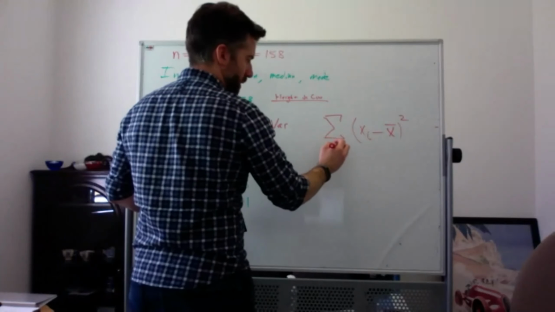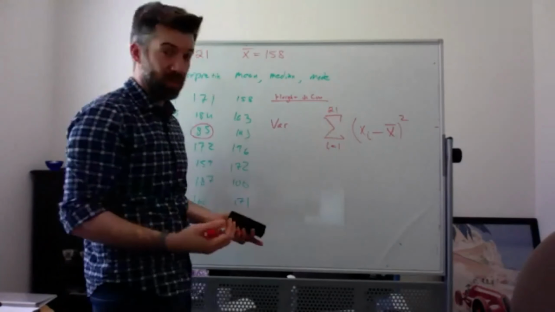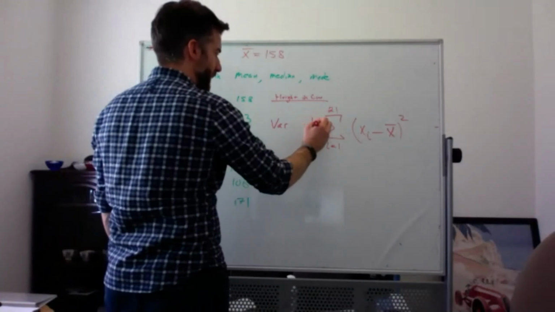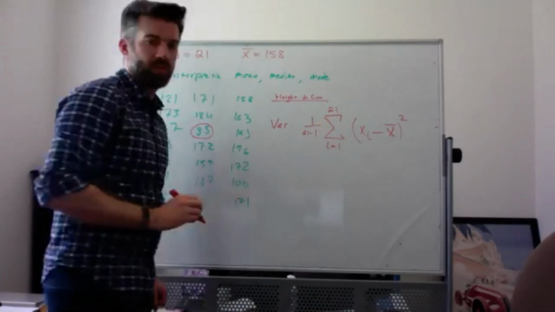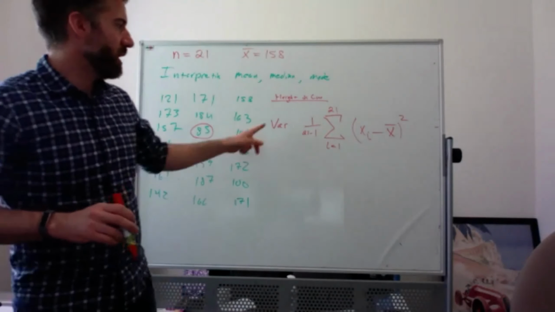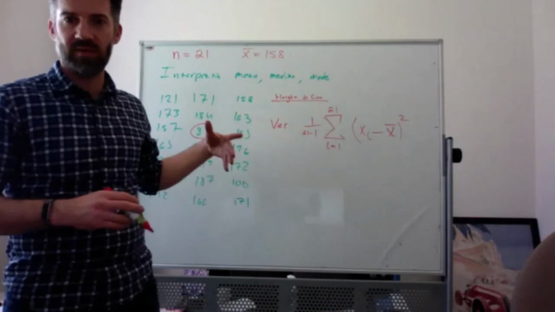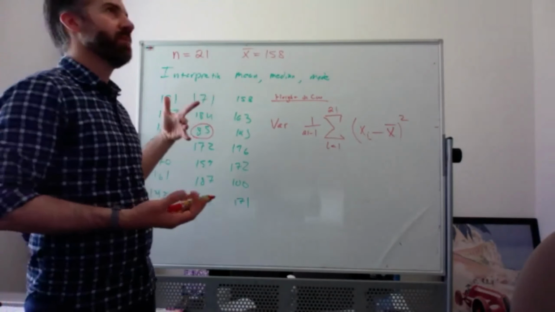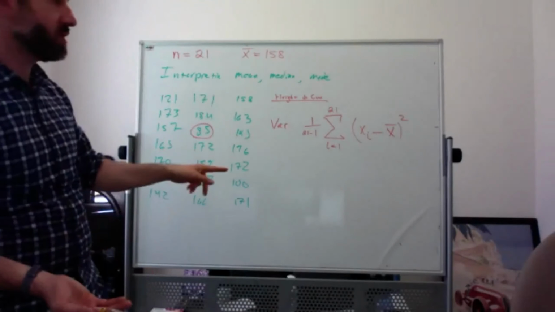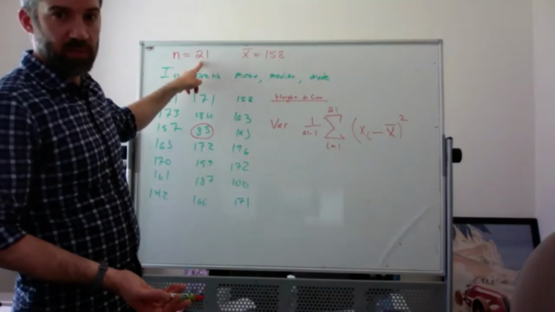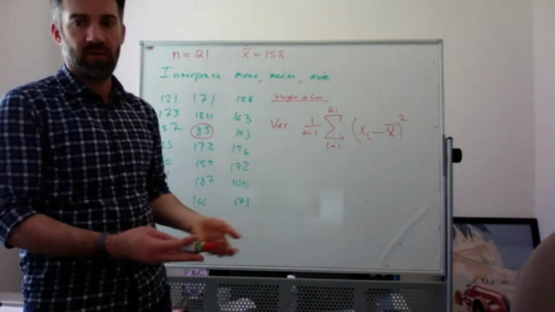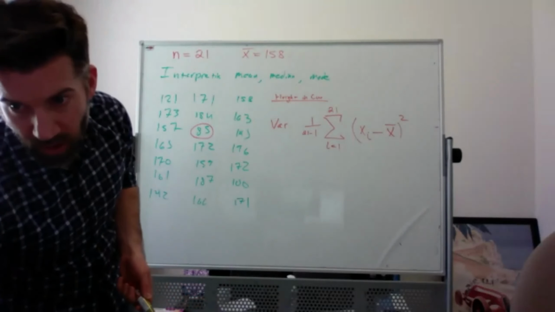I have i going from 1 to 21, right? There's 21 pieces of data. And then if we're thinking of this as a sample, we should be dividing by 21 minus 1. I wouldn't sweat understanding so much why this is true. It's just that when you have a sample, this gives you a better representation of what the variance is. So if it's a sample, you divide by your sample size minus 1. If it's the entire population of information, you divide by just n and not n minus 1.